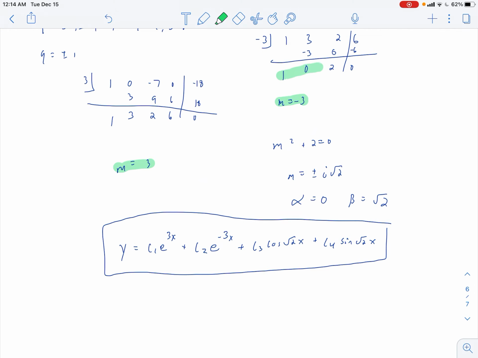Alright, now, our remainder is 1, 0, 2. So that's going to be m squared plus 2 equals 0. Find the zeros there. That's going to give me m is equal to plus or minus i radical 2. So that means that alpha is 0, beta is radical 2. So now that I have my zeros, I'm going to go ahead and plug it in. So y equals c sub 1 e to the 3x, c sub 2 e to the negative 3x, and then c sub 3 cosine radical 2 of x, plus c sub 4 sine radical 2 of x.